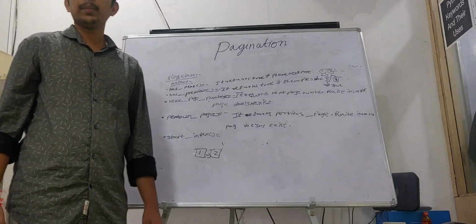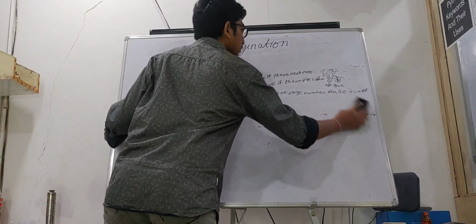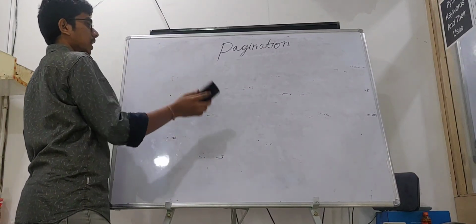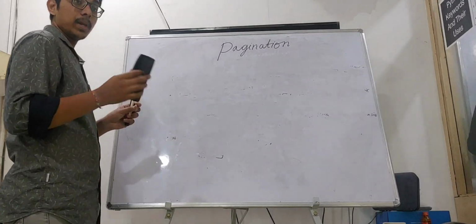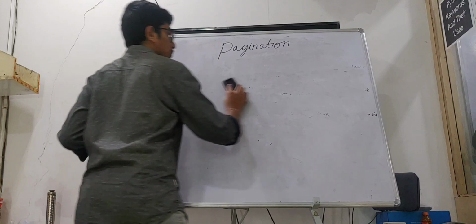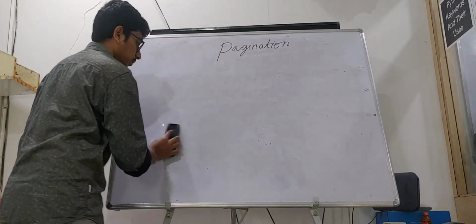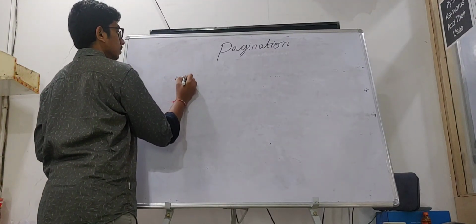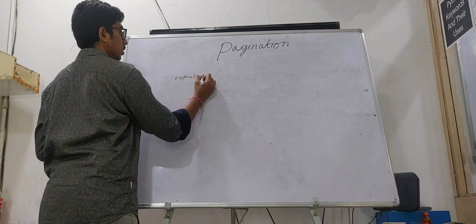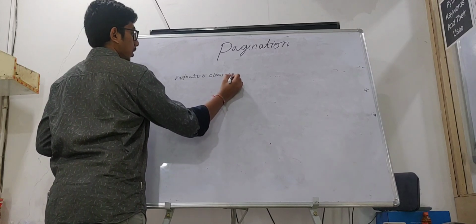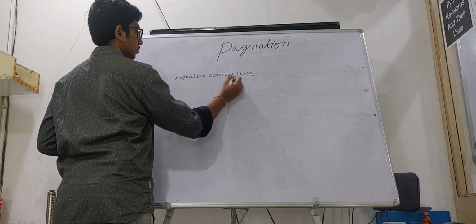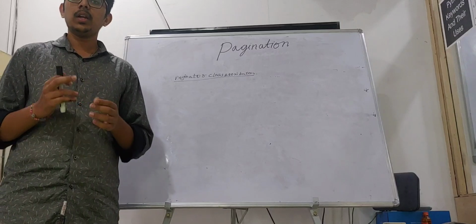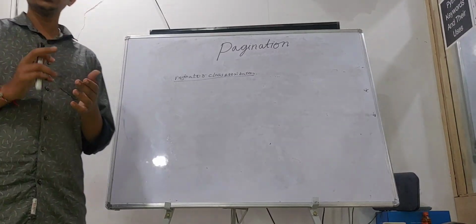Then we will go for paginator class attributes. I tell about only pagination class, paginator class and page class. And we are going to pagination now. Again, paginator class attributes. Okay, paginator class attributes are 3: count, then number of pages and page range.